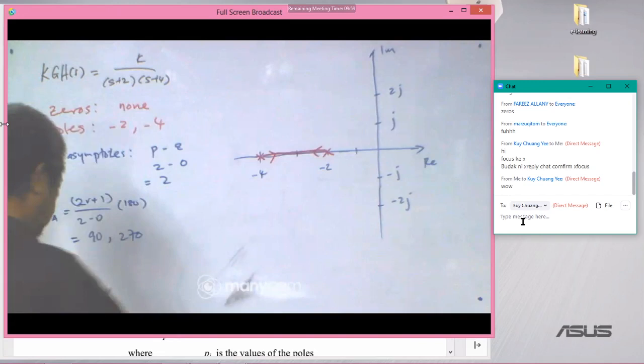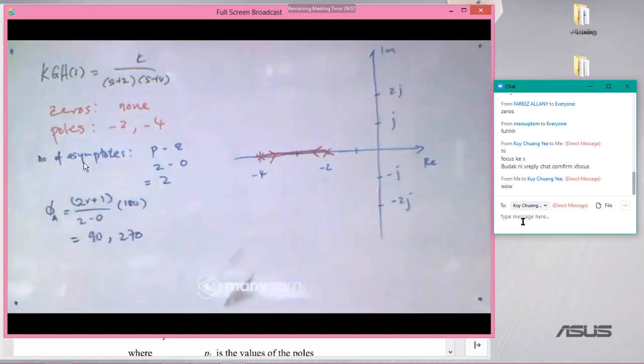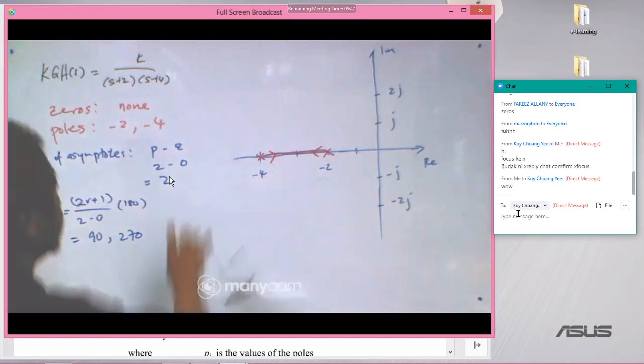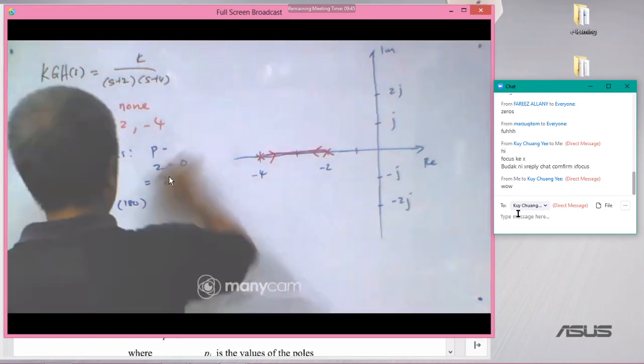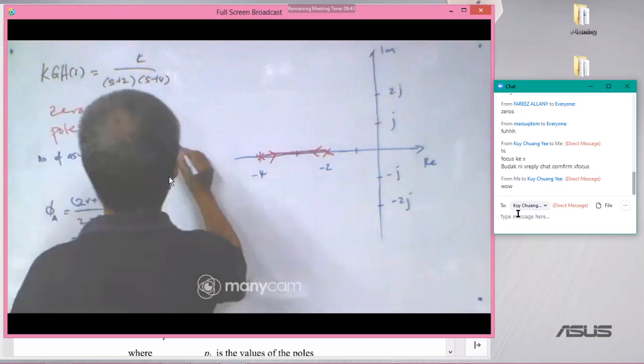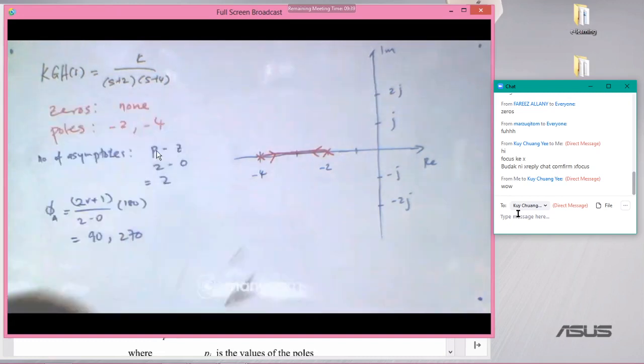All right, so the number of asymptotes is equal to the number of poles. We have 2 poles, and the number of zeros, we have no zeros. P is the number of poles, Z is the number of zeros. So we have 2 poles minus no zeros, so we need to find 2 asymptote lines.